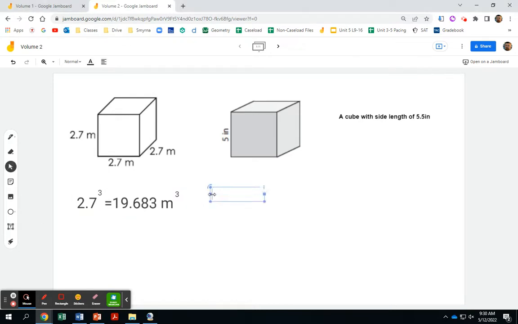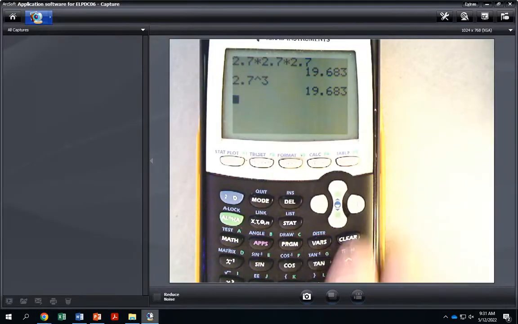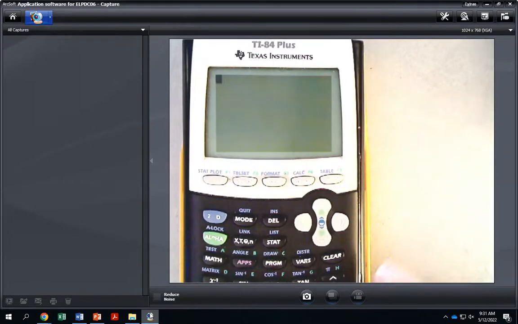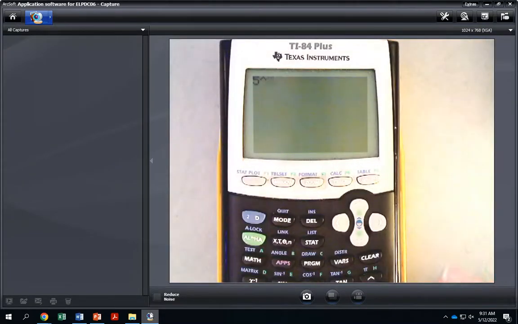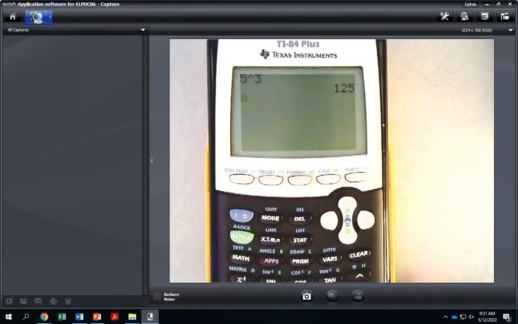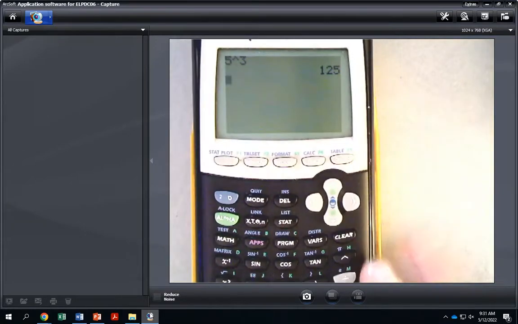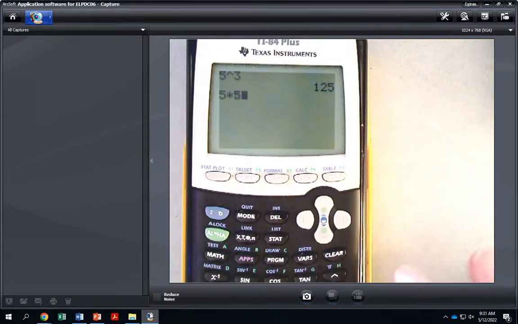So similarly, you're going to put 5 and put a cubed up there. Let's see what that equals. Put it in your calculator: 5, caret key, right there, 3, equals 125. And as you can see, that's the same as 5 times 5 times 5. 125.